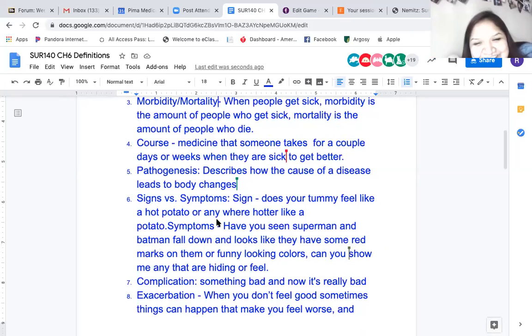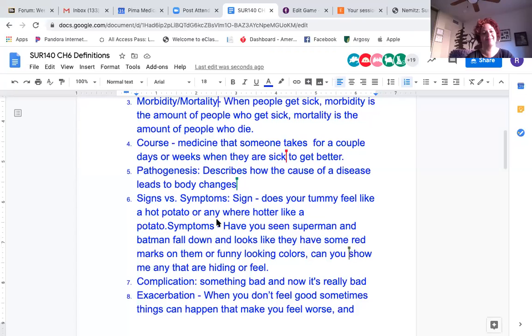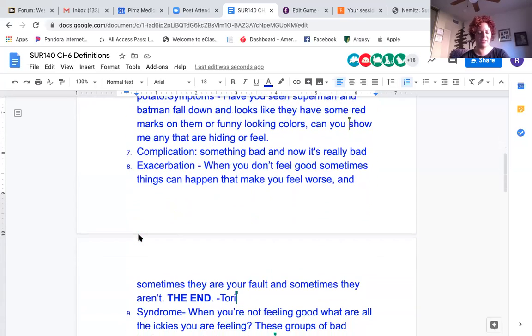Okay, so I put for a sign, does your tummy feel like a hot potato or anywhere hotter than a potato? And I put symptoms. Have you seen Superman and Batman fall down? It looks like they have some red marks on them or funny looking colors. Very good. So signs are something that we can see, remember that, and symptoms are something that we can't see or measure. All right, complication. I put something bad and now it's really bad. True story. Good, thank you.